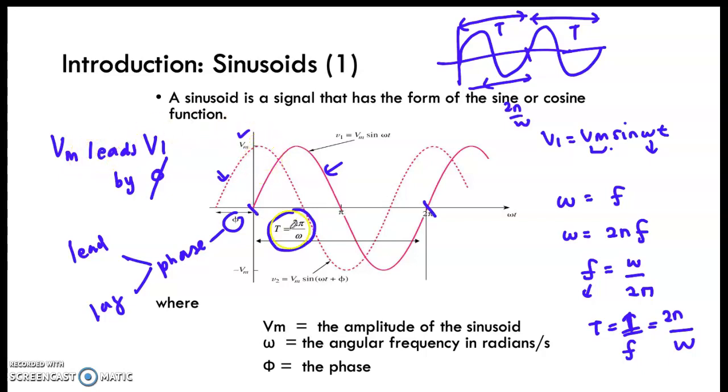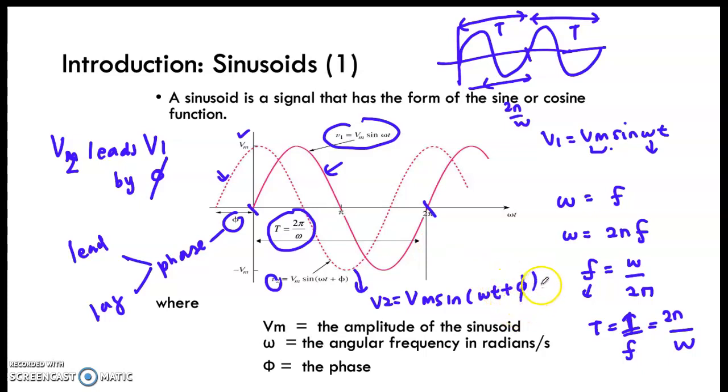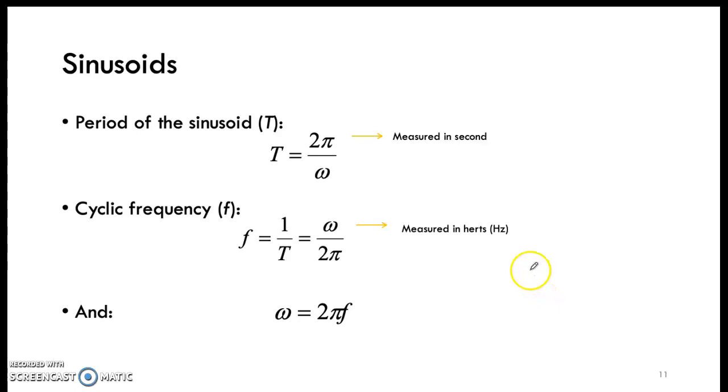Sorry, this is not Vm. This is V2. Then what is the function of this V2? Since V1 is Vm sine omega t, V2 is, again, the amplitude is the same, there is no change, sine omega t, but there is a phase shift, right? So plus the phase shift, the phase. So this is the important formula.